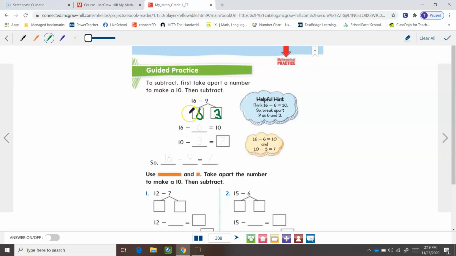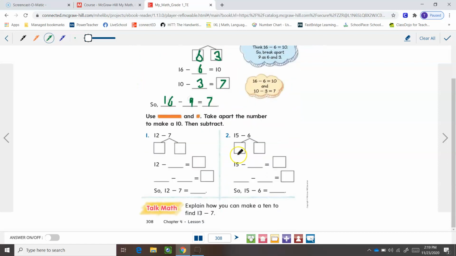So now I take my 16 minus my 6, and I get 10, and now I have 10 minus my 3 for the rest of my 9. So 10 minus my 3 equals 7. So overall, 16 minus 9 equals 7.